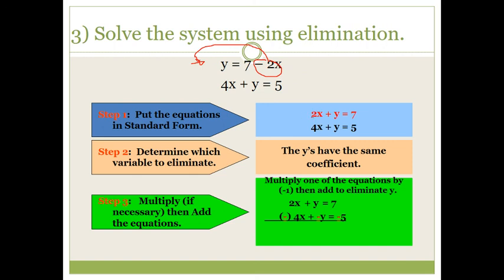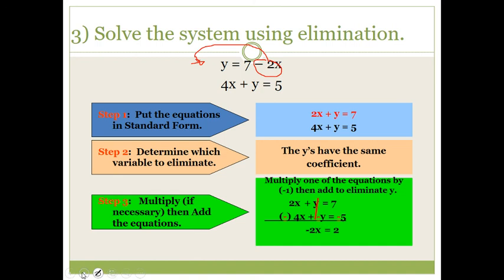Right, because multiplying by negative 1 will change the signs on everything in one of the equations. So I went ahead and chose the second equation to multiply by negative 1. I could have just as easily chosen the top equation. As long as one of them is minus y, I'm happy. So I multiply the second equation by negative 1, and there's the result.